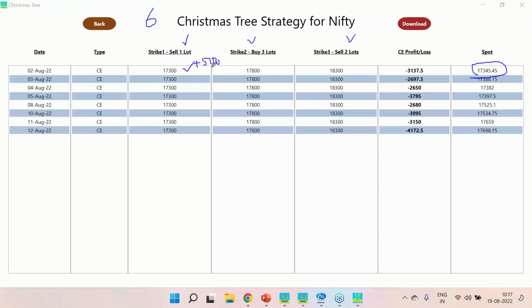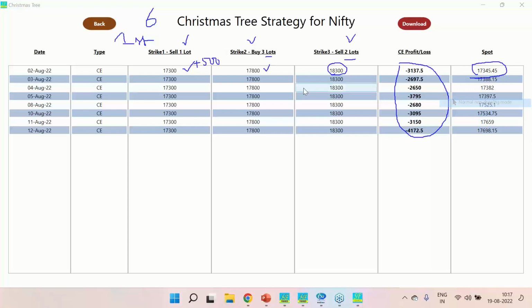So choosing the next strike, 17,800 call option, buying 3 lots, and along with that again it is selling 2 lots of call option at a 500 depth, means plus 500, 18,300. So this call part is over. This particular strategy is being formed on the 1st of August, and from 2nd of August till the holding day, 12th of August, the profit and loss is being calculated, and it is showing every day it is a loss.